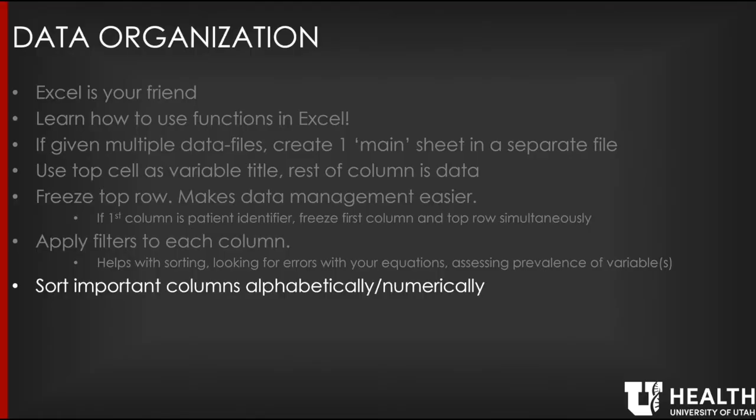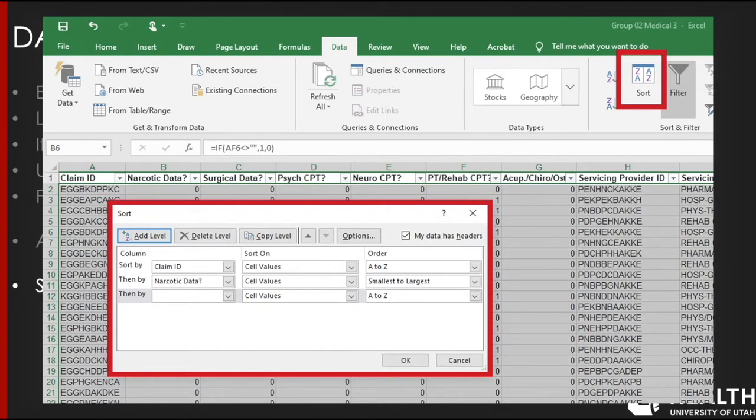And then you want to sort important columns alphabetically and numerically. For example, what I always do is I sort my patient identifiers alphabetically, and then if the studies that I do involve surgery, I sort the date of surgery chronologically, from the oldest to the newest, just as an example. So you want to get good at sorting these, and how you do that, again, is under the Data tab. You click on the Sort button.